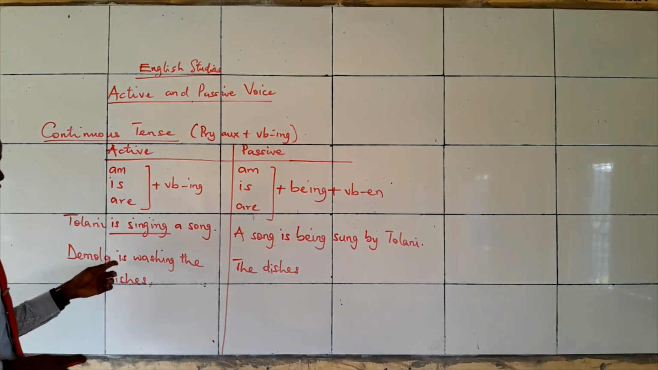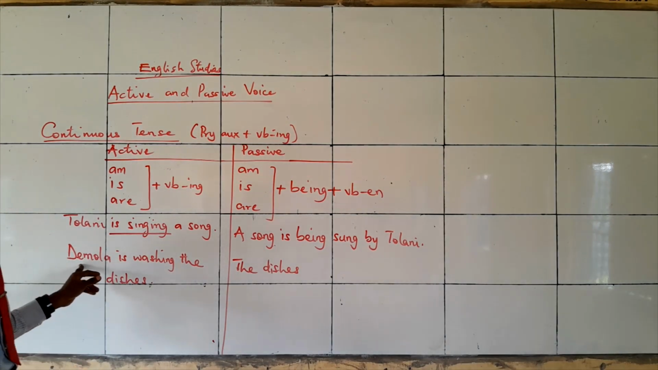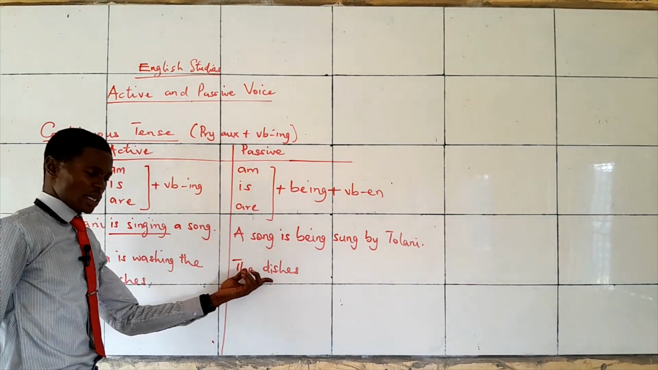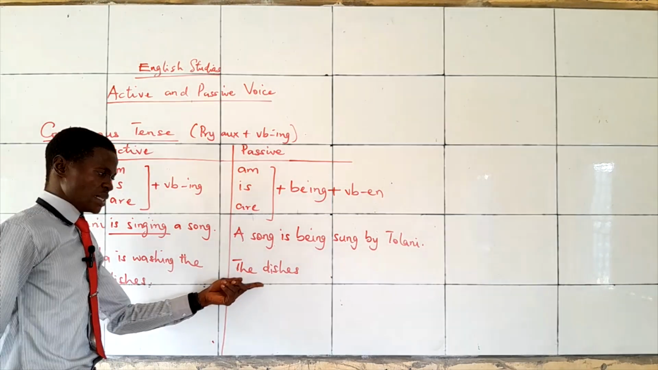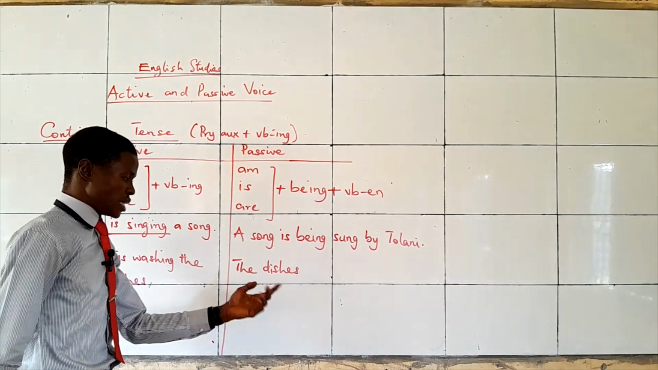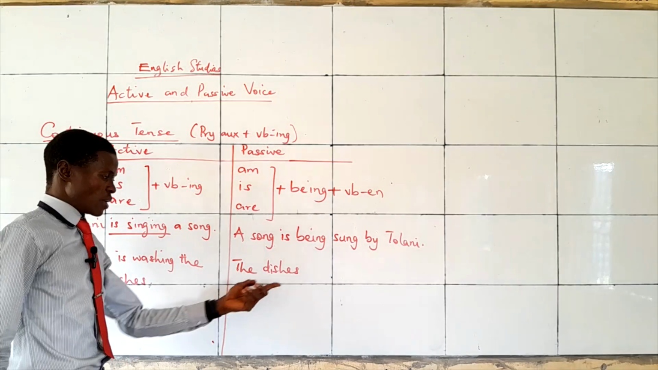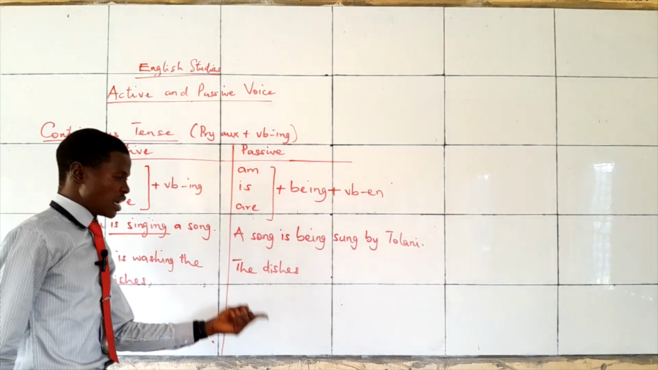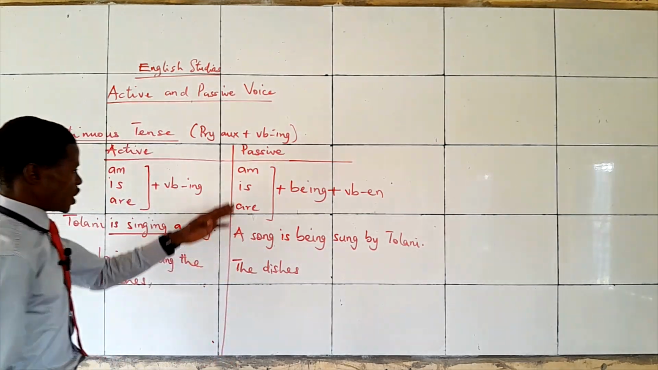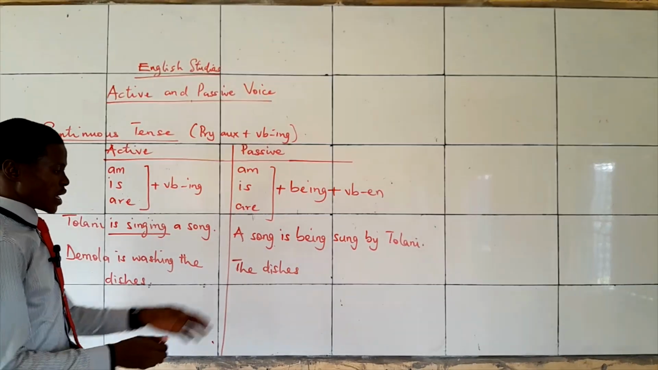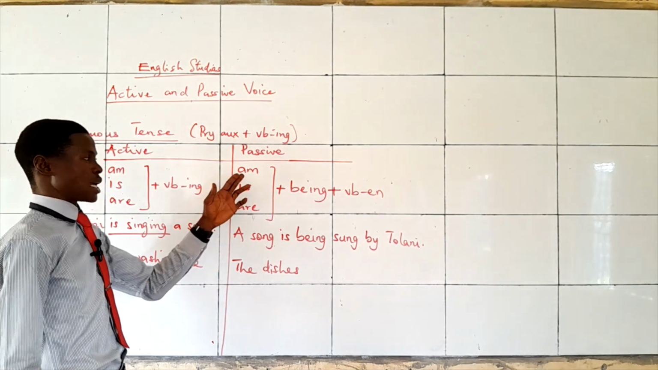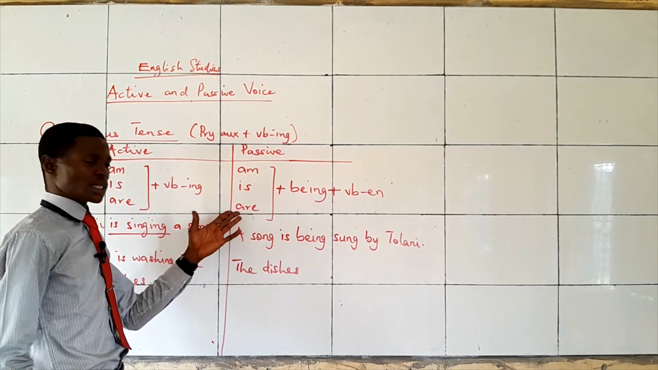Now, we use is here because Demola is subject. But because this one now happens to be the subject in the passive form, it has to command the verb that will come in the passive form as well to have the same number. This is plural. Therefore, the verb that we're going to use here should also be plural. Now, which one of the three will be plural? We cannot say the dishes is. And we cannot say the dishes am, but we can say the dishes are.